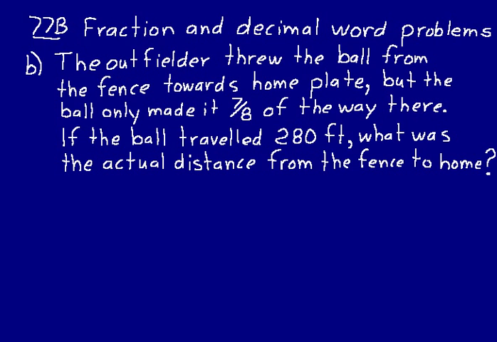The outfielder threw the ball from the fence towards home plate, but the ball only made it 7/8 of the way there. If the ball traveled 280 feet, what was the actual distance from the fence to home plate? Well, we can tell we have a fraction problem here because we have 7/8 of the way. So let's just go ahead and set up our formula. F times of equals is.